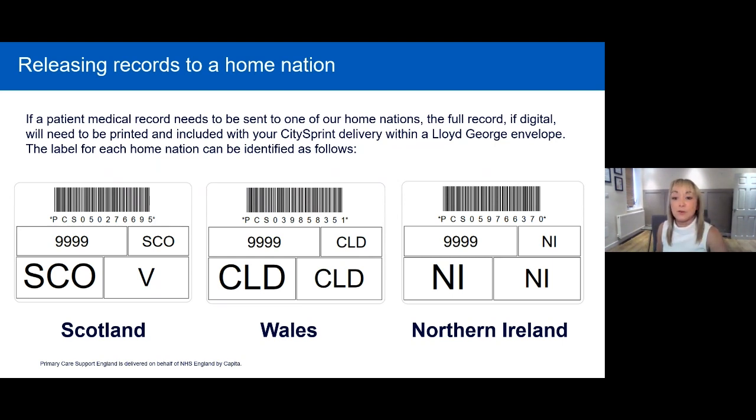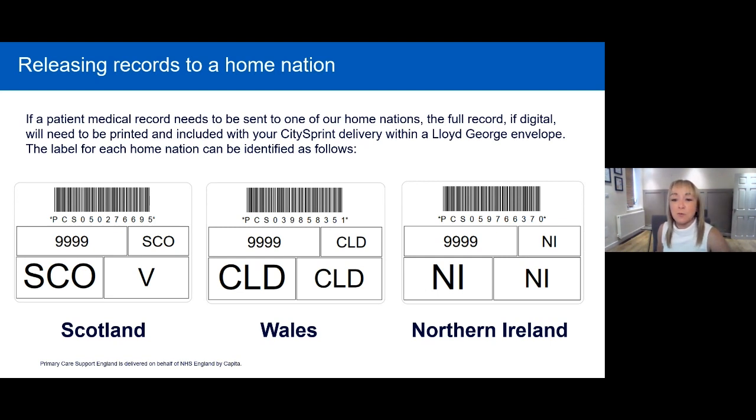Labels will automatically be sent to your practice when a record needs to be sent to a home nation. When sending patient records, the English GP will need to check the transit label to see the documents are leaving England, and then print out the full paper record and use the Citisprint delivery procedure.